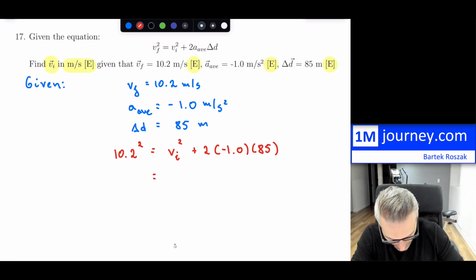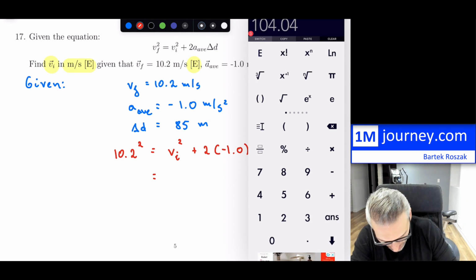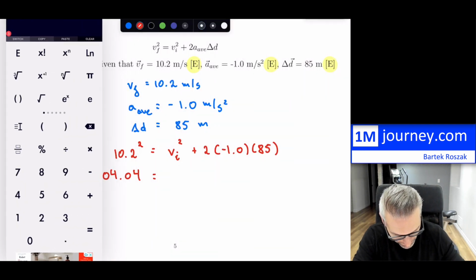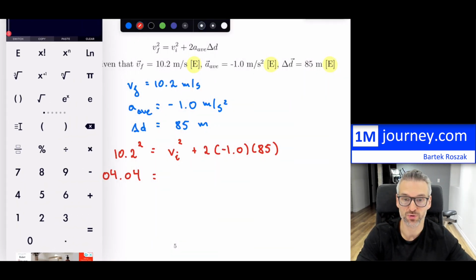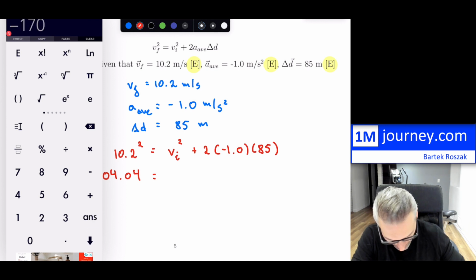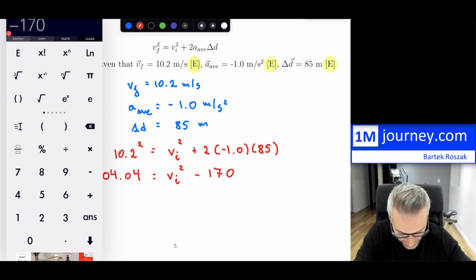Now let's go ahead and find out what this is. 10.2 squared is going to be on the left-hand side. So 104.04, don't round anything yet. On the right-hand side, it's going to be 2 times negative 1, so that's negative 2. So I can just go negative 2 times 85. All right, so this is going to be VI squared, and this is going to be minus 170, as we're going along right there.